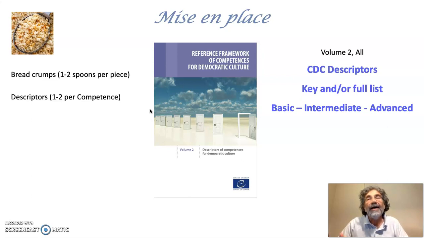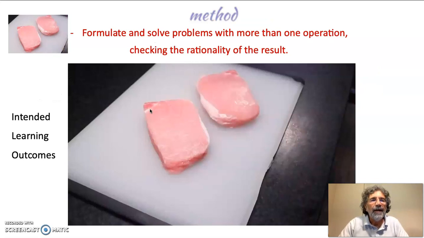Descriptors is a way, and actually they are behavioral descriptors, it is a way to check if what I have chosen is handy for me, helps me do things in a more democratic way, serving democratic culture. It's exactly what I need for my recipe. Those descriptors are behavioral descriptors, and they are divided in three basic clusters: the basic descriptors, the intermediate, and the advanced. All of it is in volume 3 of this educational tool. Okay, we have everything. Let's go on in cooking.